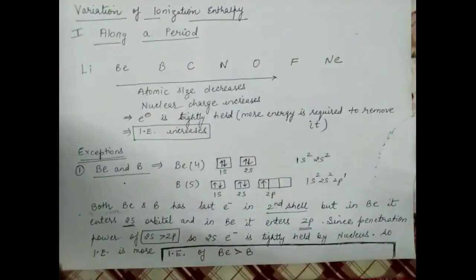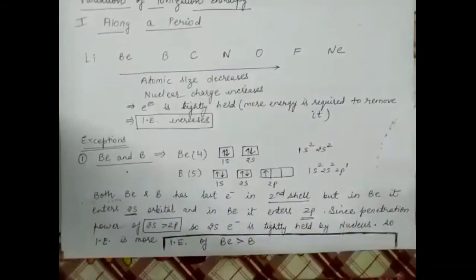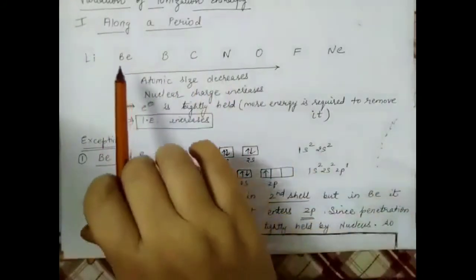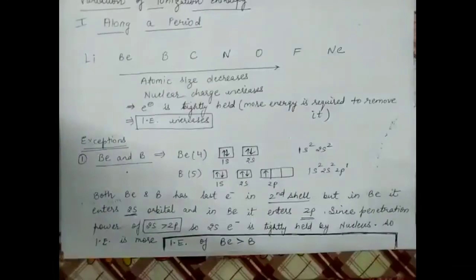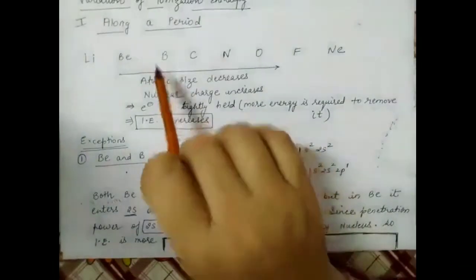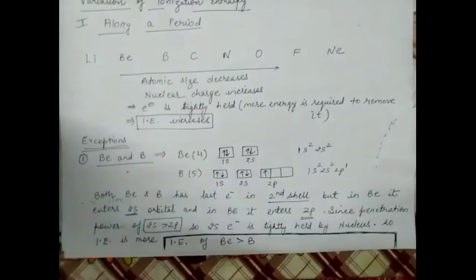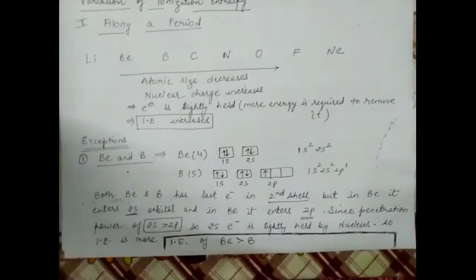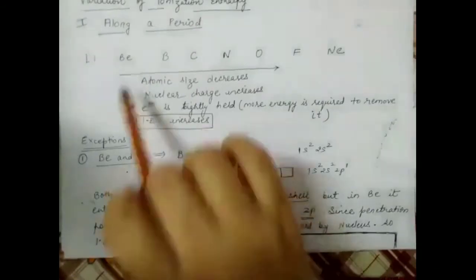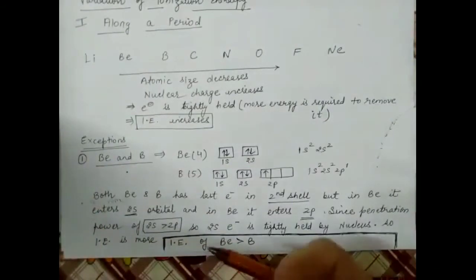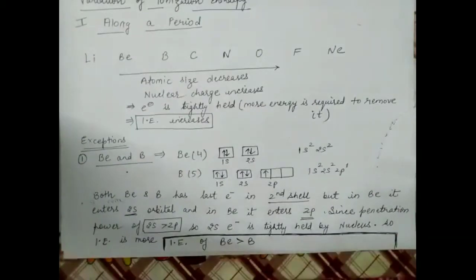Now there are two exceptions in the second period. The first exception is between beryllium and boron. Now see this period. Beryllium is larger in size than boron, or we can say that boron is smaller in size than beryllium. It means the ionization enthalpy of boron should be more than beryllium. But experimentally they found that the ionization enthalpy of beryllium is greater than boron. Although beryllium is larger in size, its ionization enthalpy is more. More energy is required to remove the electron from beryllium.